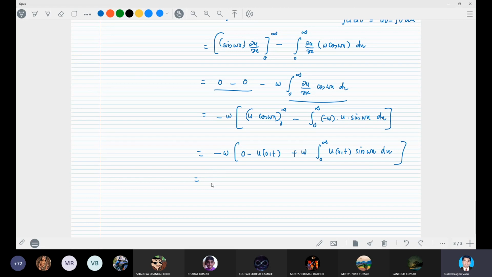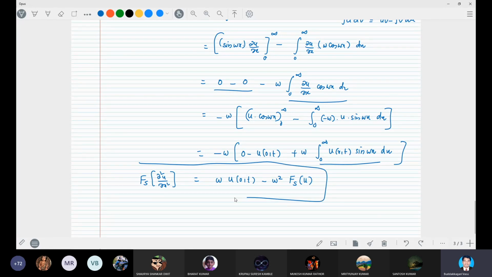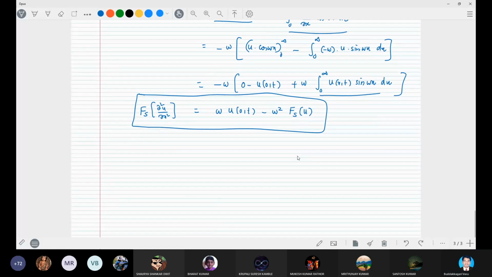Now multiplying with minus omega, we get minus into minus plus omega into u(0, t) minus omega square into, what is this? The Fourier sine transform of u, right? So hence the Fourier sine transform of ∂²u/∂x² is equal to omega into u(0, t) minus omega square into the Fourier sine transform of u, right?